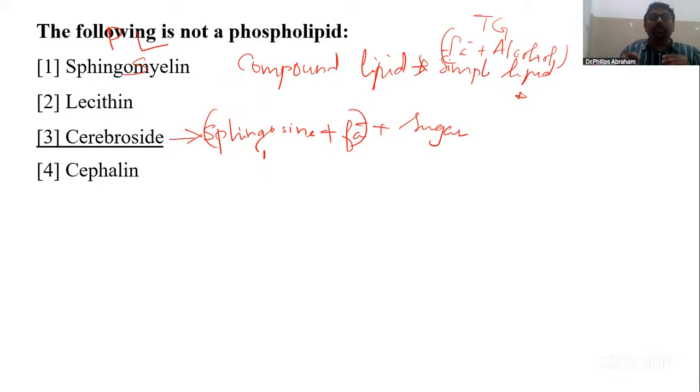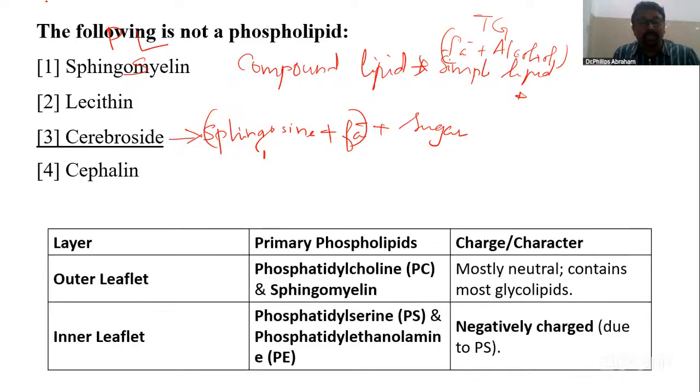You should know that in a phospholipid bilayer, we have one phospholipid on the outer side, one on the inner side. Which are the major phospholipids on the outer layer? In the outer leaflet, we have phosphatidylcholine and sphingomyelin. Inner, we have phosphatidylserine, phosphatidylethanolamine, and phosphatidylinositol also. Please note: phosphatidylcholine and sphingomyelin on the outer layer, and phosphatidylserine and phosphatidylethanolamine on the inner layer.